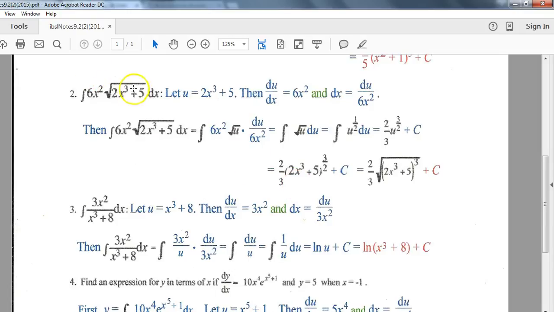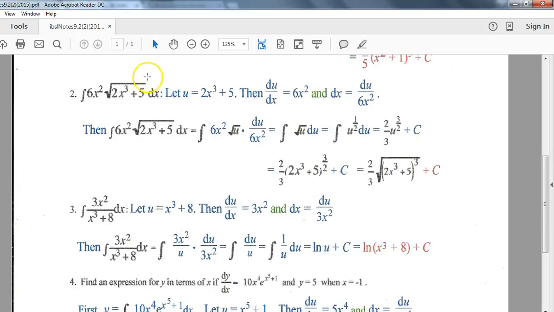Again, think of this as 2x to the third plus 5 to the 1/2 power, first of all. Then if you just stick with the integration rules, we'd say, if this is a 1/2 power, I know I'm going to add 1 to 1/2, and it's going to become 3/2.